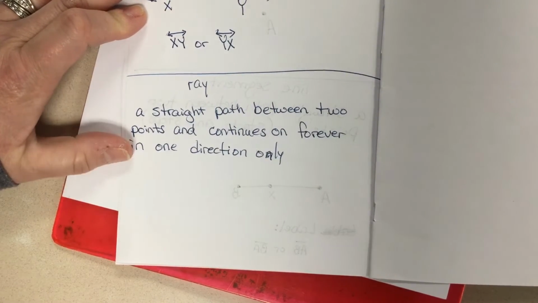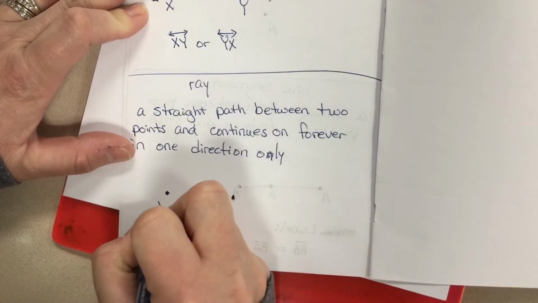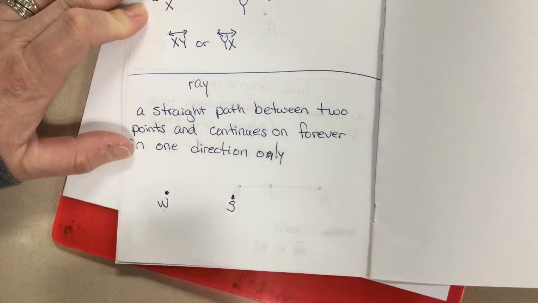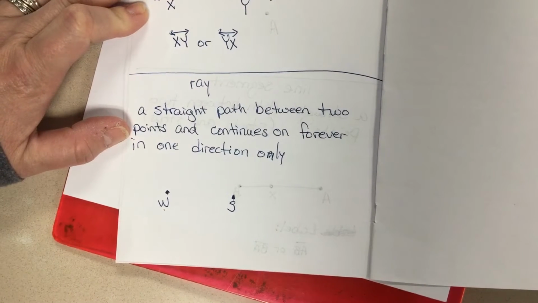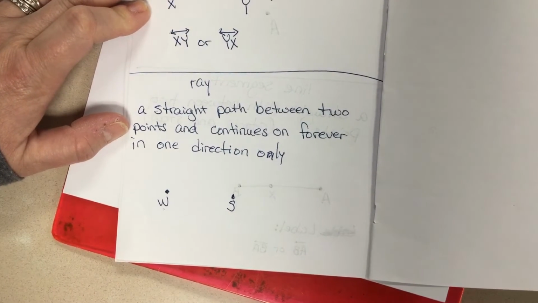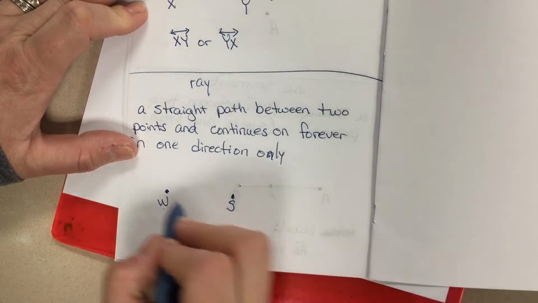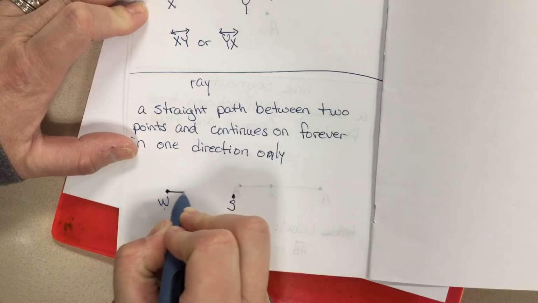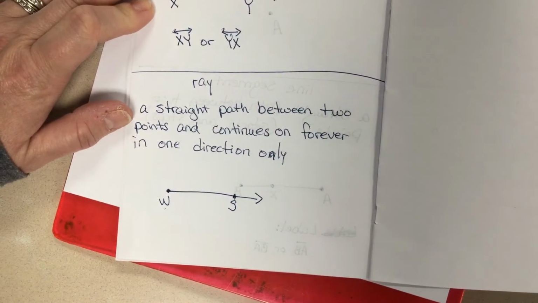Okay, so what does a ray look like? We have our 2 points. Again, this time I'm going to use W and S. And it says it's a straight path between them, but it continues on in one direction forever. So I'm going to start at W, and it passes through S because it's going to continue on past that.